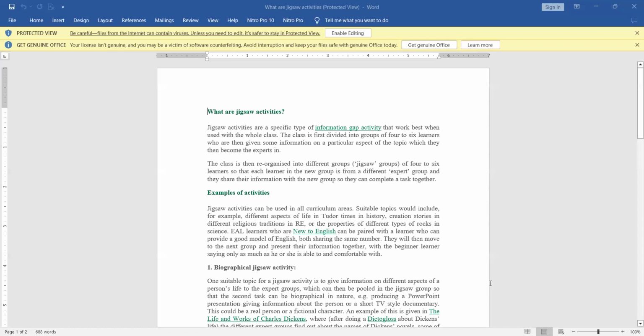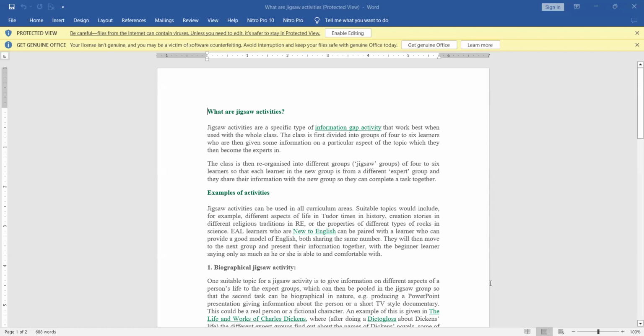Now, when it comes to jigsaw activities, you call it information gap activity. You can make notes when you're listening to me. Jigsaw activities are information gap activities. What is this information gap activity? You get the students to work in groups or pairs, and you actually create an information gap.